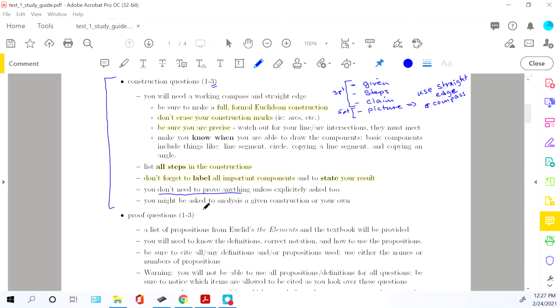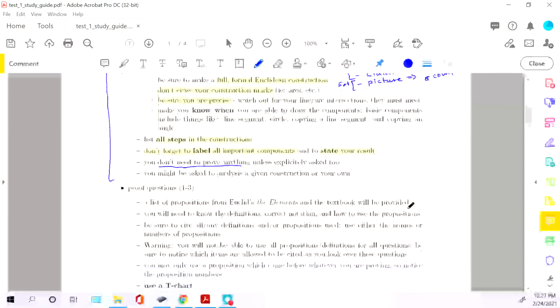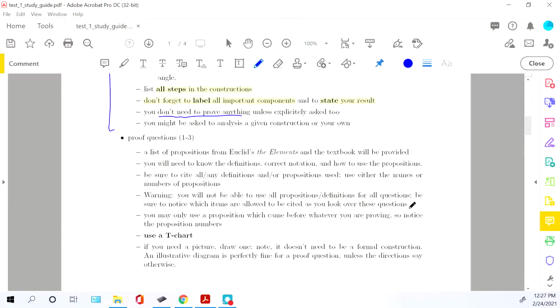Now, the second big topic that we'll have, or I guess technically here third in terms of what we've talked about so far, is dealing with proof questions. With proof questions, you could potentially have somewhere between 1 and 3 proof questions. Normally I do about 2 of them. So here are the things that you can expect to see.